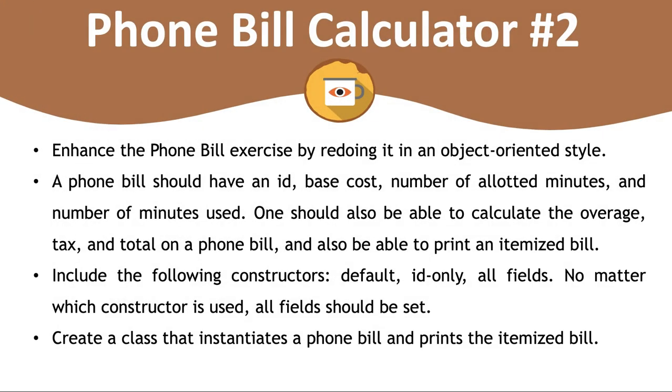Here's your optional exercise for this chapter. We're going to redo the phone bill calculator to use an object-oriented approach this time. So a phone bill should have an ID, a base cost, a number of allotted minutes, and a number of minutes used. And then it should also be able to calculate the overage, calculate the tax, and calculate the total. And then there should also be behavior to print an itemized bill.